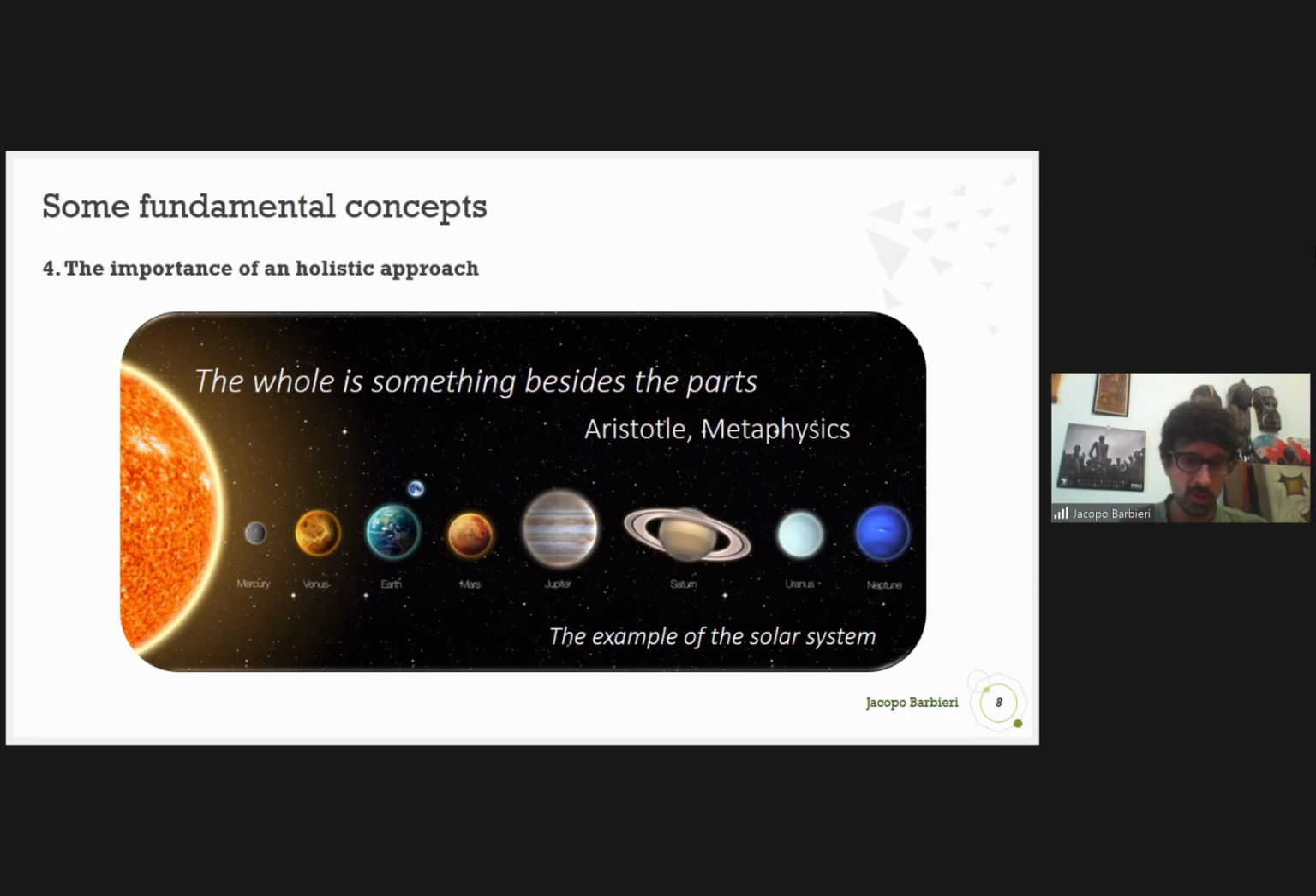Why? Because most information about the solar system is about the interactions among the different elements. It's not only which elements constitute the system, but how those elements interact with each other in the system. So having a holistic approach means studying not only the elements, but also the interactions. And this is essential when you want to consider something under the sustainability lens, or to understand if a technology is appropriate or not.